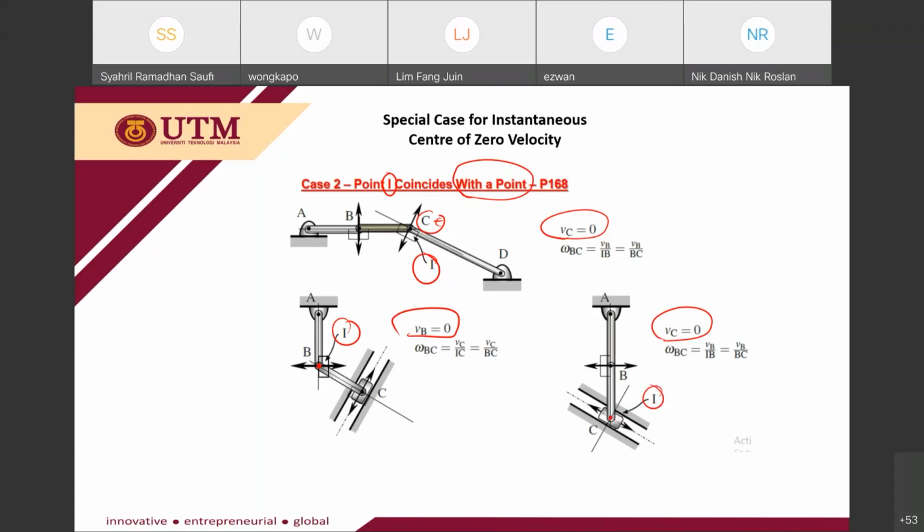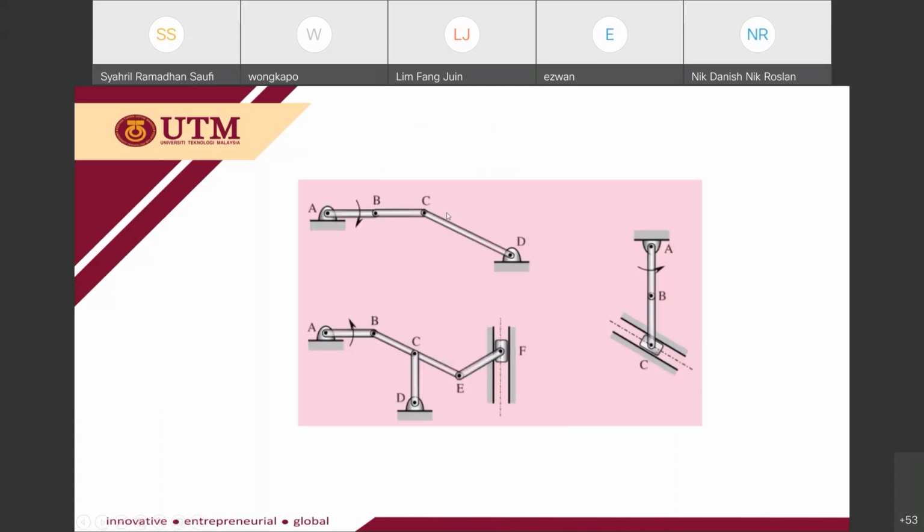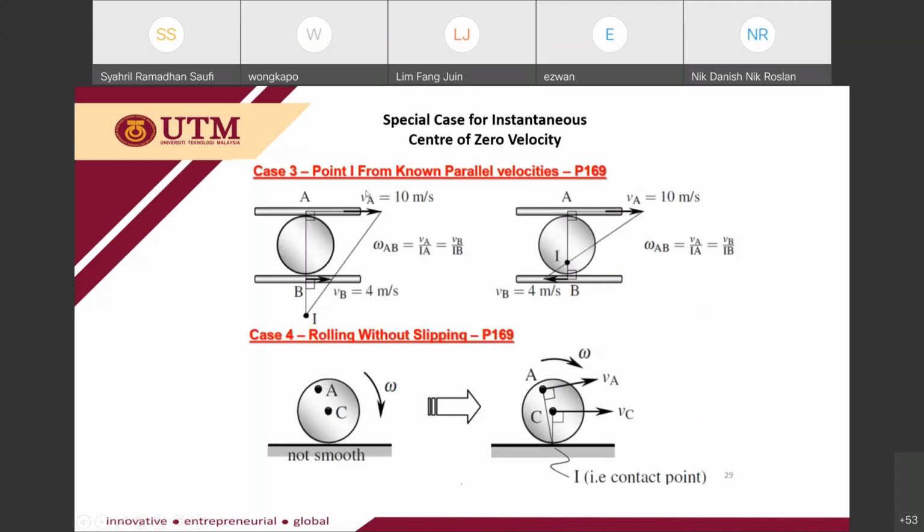Usually the instantaneous center of zero velocity is located outside the rigid body, but in some cases, it can be located inside, coinciding with a point. So this is case number 3. Basically, this is a very rare case.